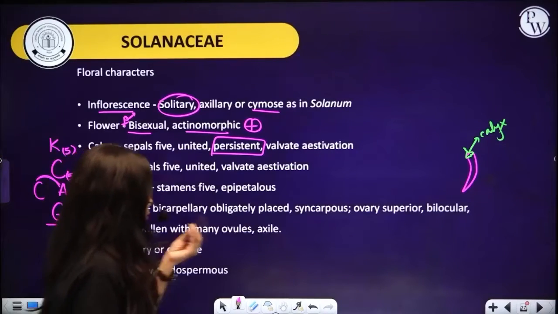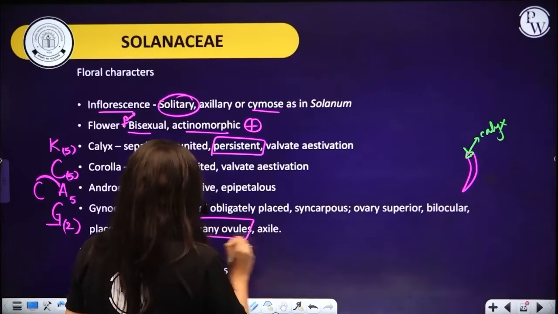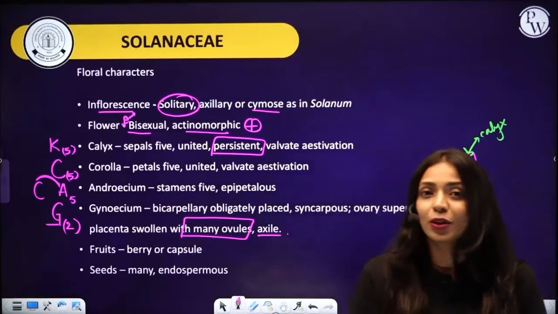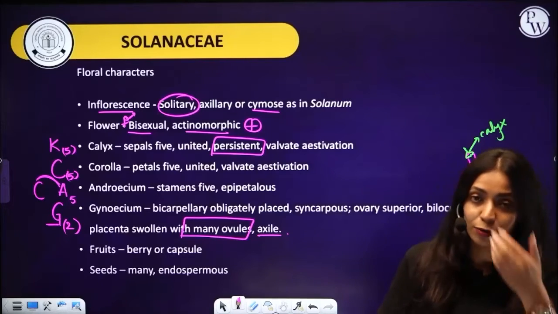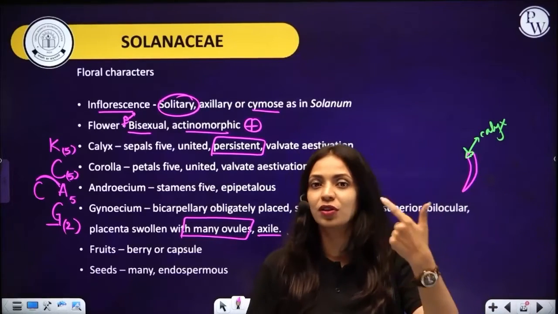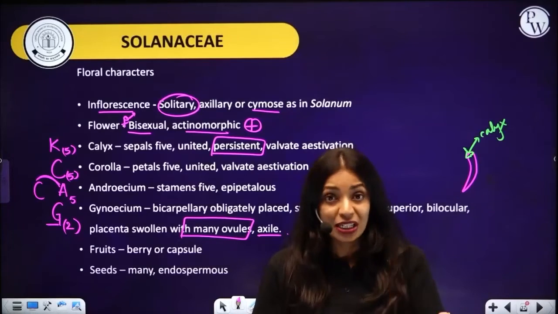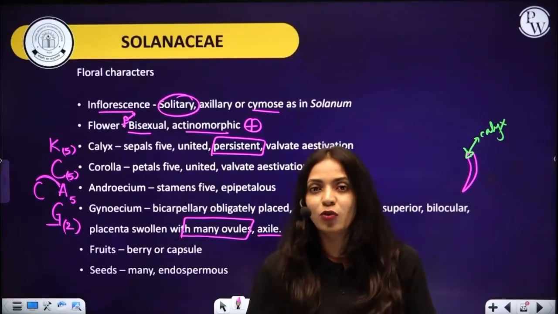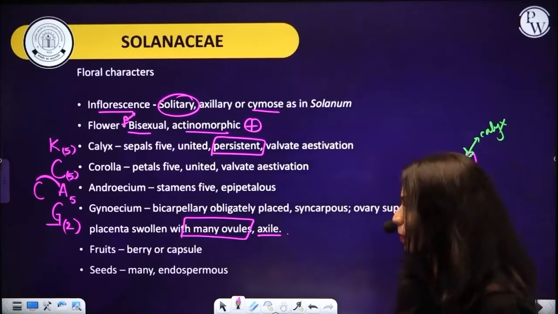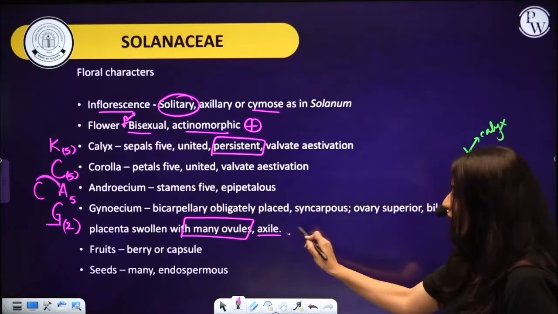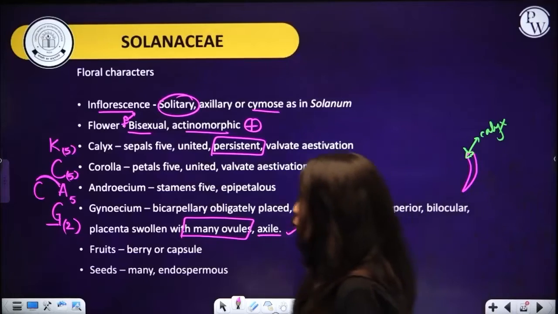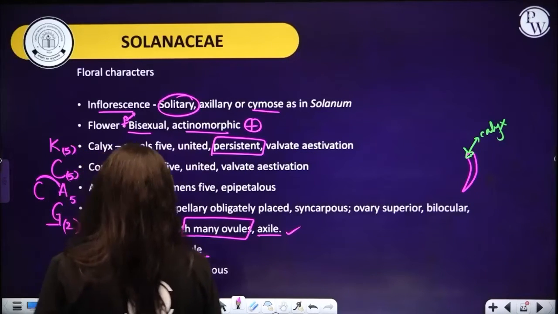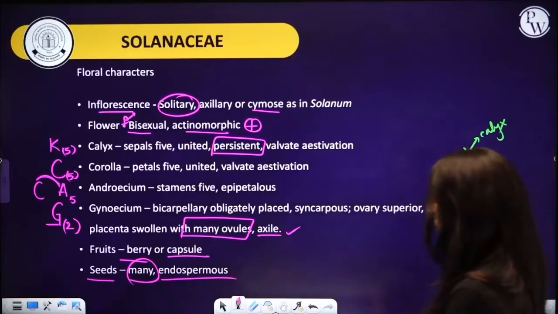Placenta is swollen with many ovules. Placentation is axile. We know that all of the fruits that I spoke about just now, brinjal, tomato, chilies, all of these have a lot of seeds within them, right? So within the ovaries, you can find many ovules being present, and they show axile placentation. Fruits can either be a berry or a capsule. Seeds are many and they are endospermous.